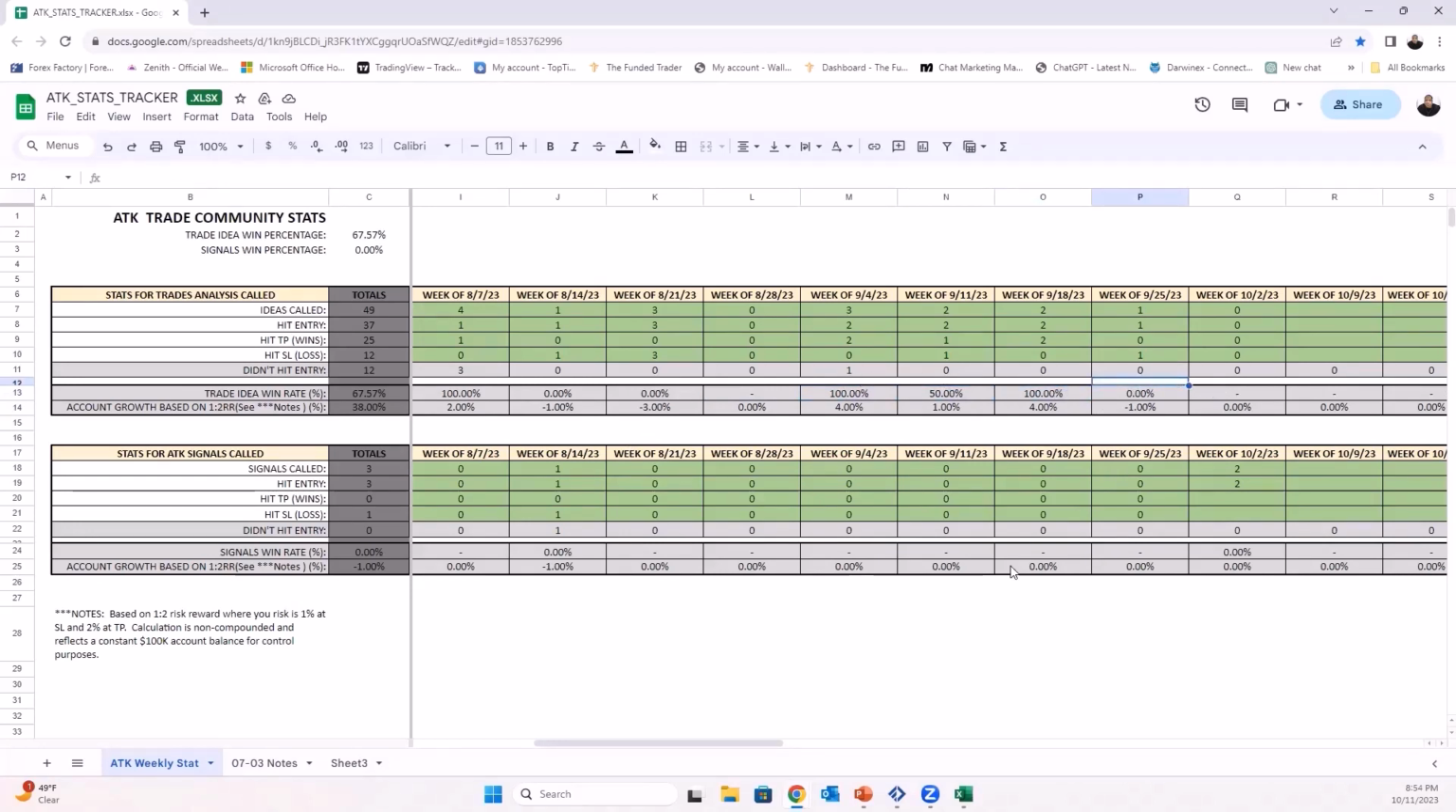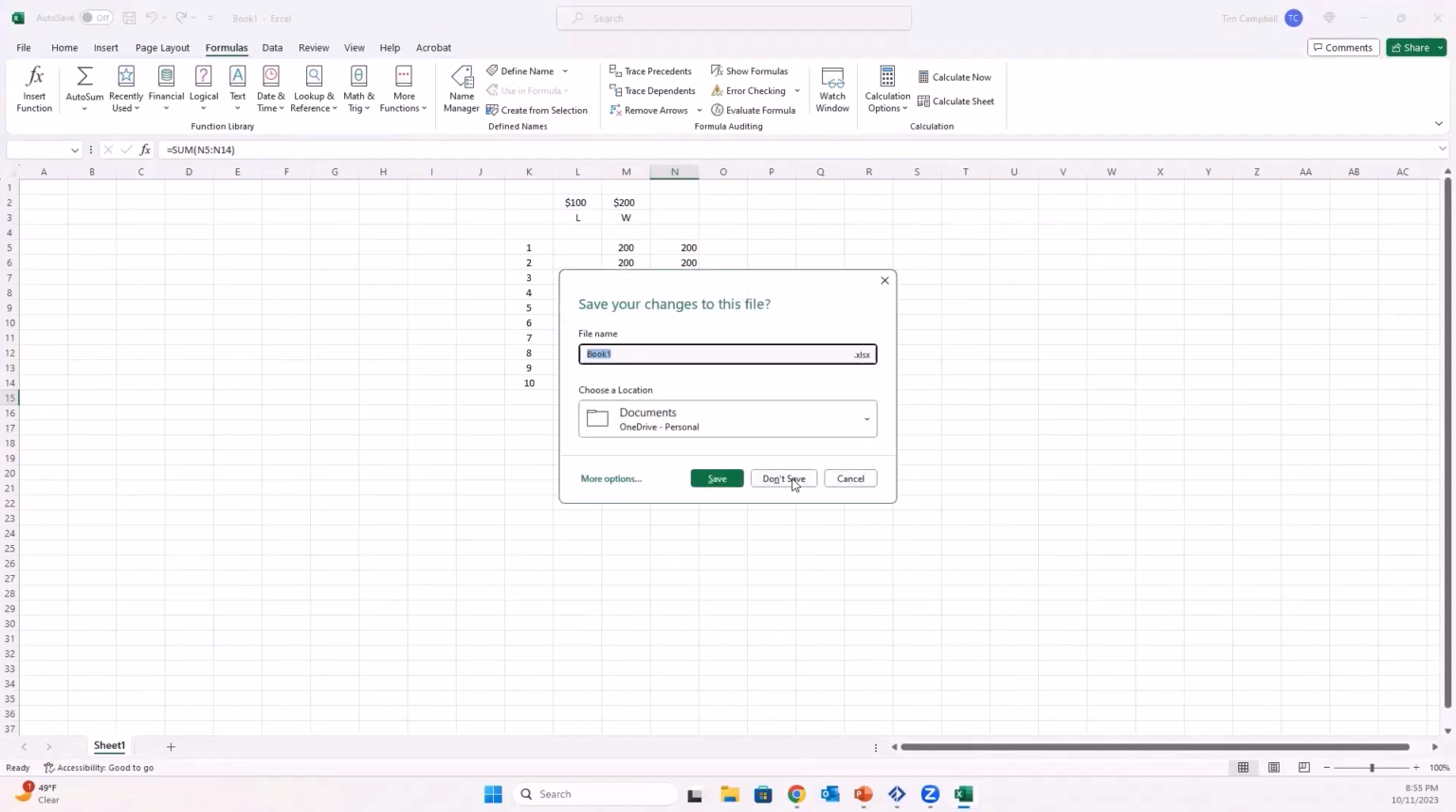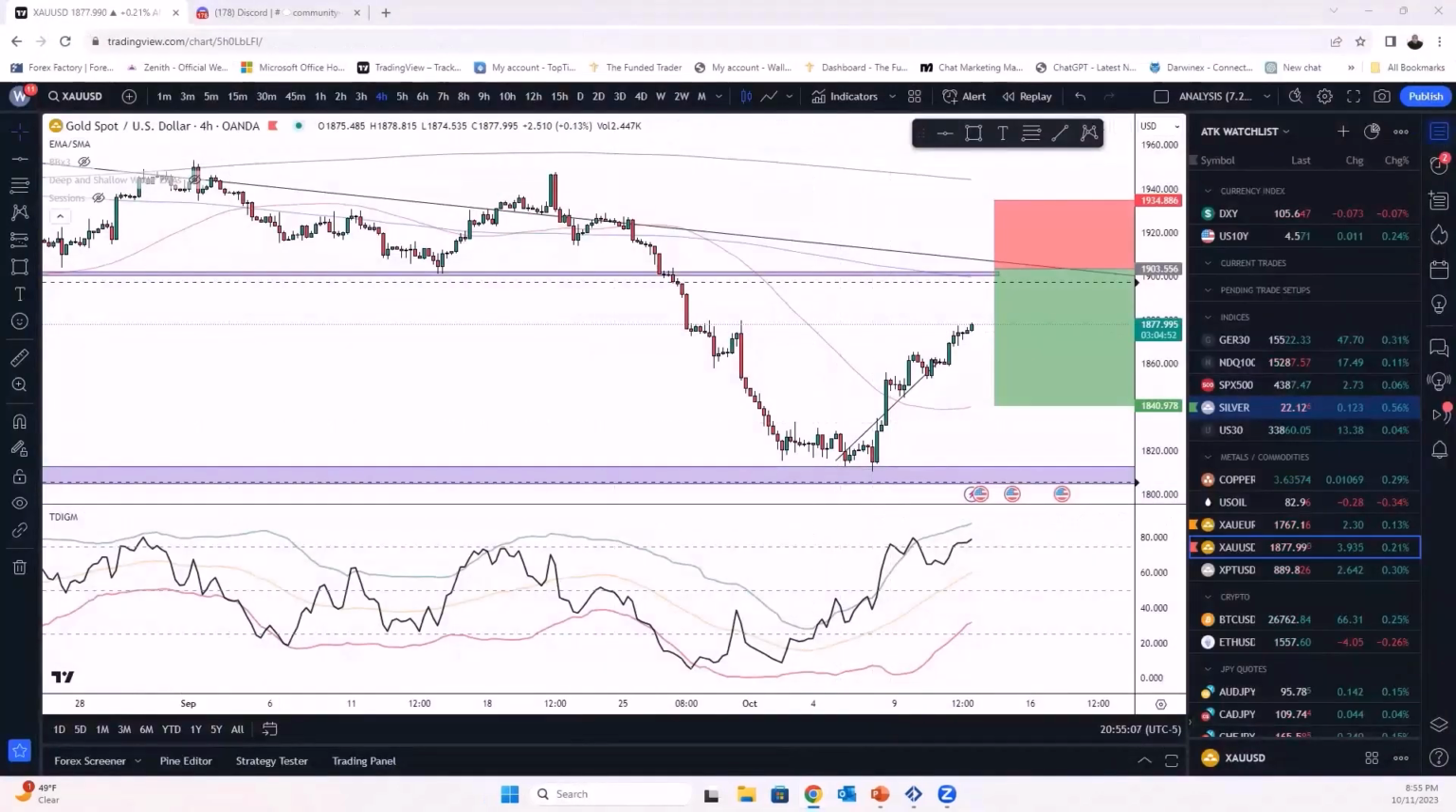And so we track our stats on how we're doing with the calls. But if you can manage a minimum of 1 to 2 on your trade idea, your accounts are going to grow. Doesn't matter if you're good or anything, your accounts will grow if you can manage a minimum of 1 to 2.